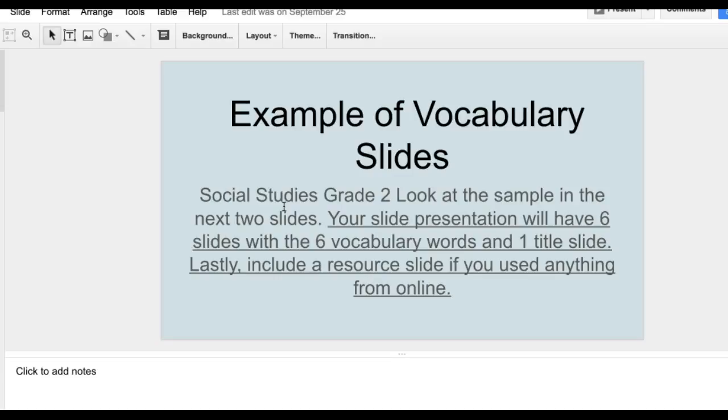Social Studies, grade 2, look at the sample in the next 2 slides. Your slide presentation will have 6 slides with the 6 vocabulary words and 1 title slide. Lastly, include a resource slide if you used anything from online.